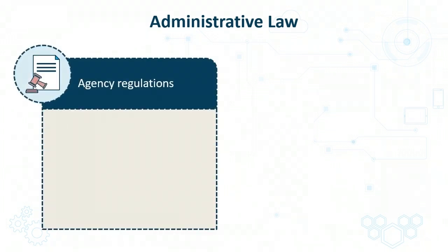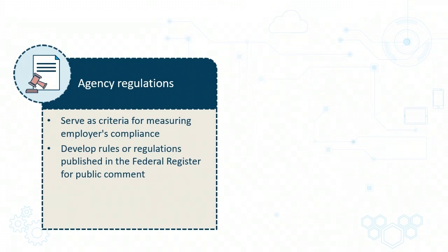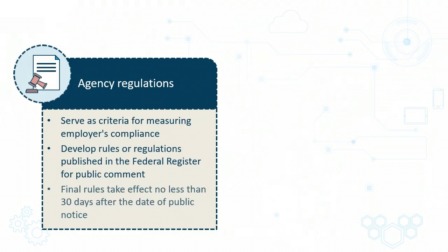Agency regulations. They develop rules or regulations and publish them in the Federal Register and give the public an opportunity to comment on the proposals. After the comment period, the agency publishes the final rule that takes effect no less than 30 days after the public date of notice.